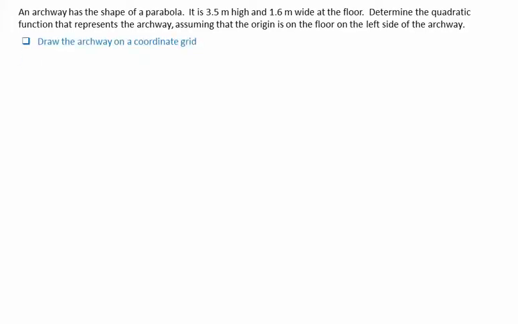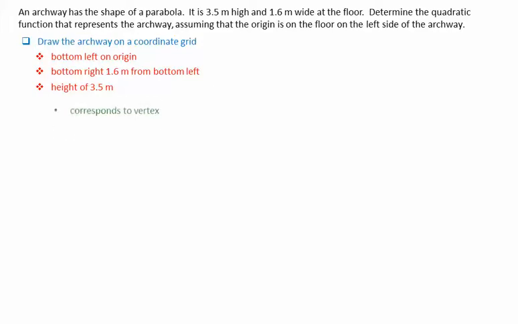Here, we'll draw the archway on a coordinate grid. We'll have the bottom left on the origin and the bottom right 1.6 meters from the bottom left, corresponding to a width of the door of 1.6 meters. The height will be 3.5 meters. Note that this will correspond to the vertex. The x value of the vertex will be exactly in the middle between the two x-intercepts.